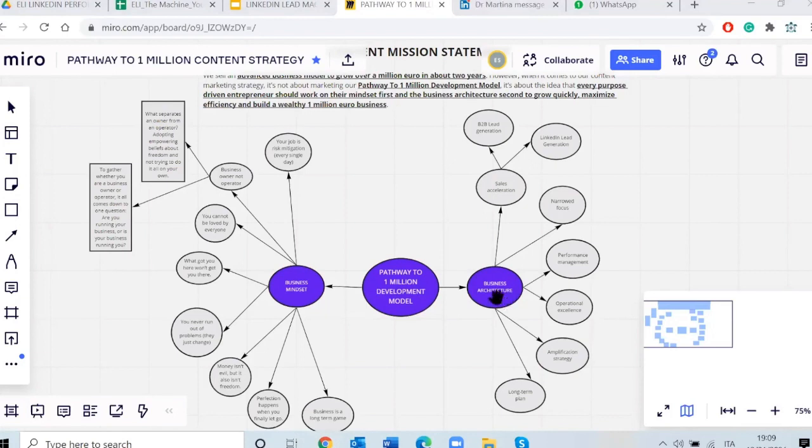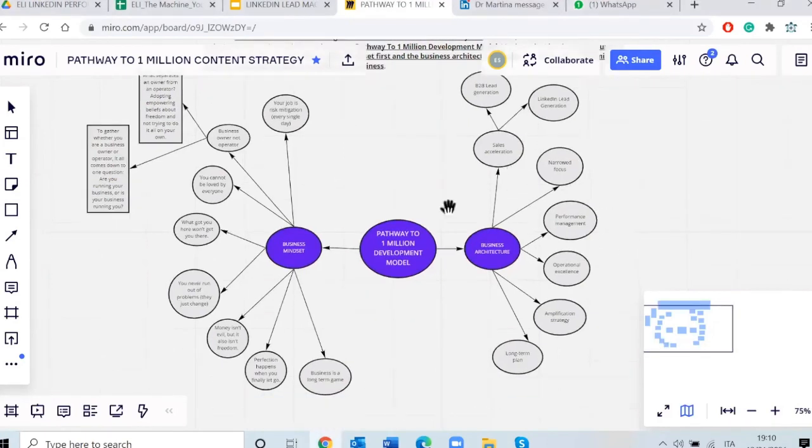Business architecture is all about sales acceleration, performance management, and operational excellence. And within my model for the 1 million business, these are pillars. I describe them as pillars. I developed this in, I don't know, maybe an hour.